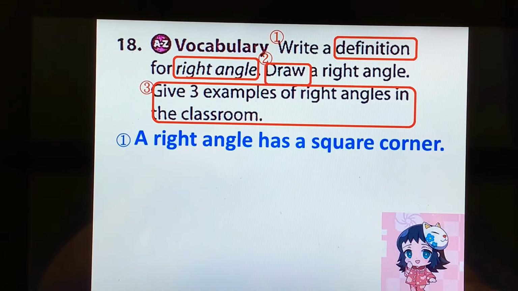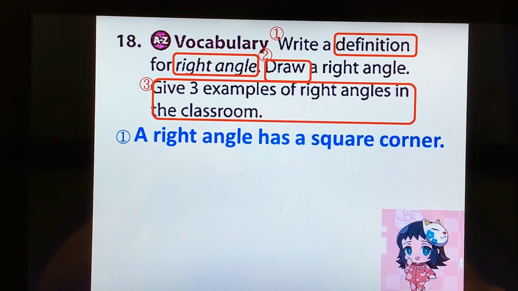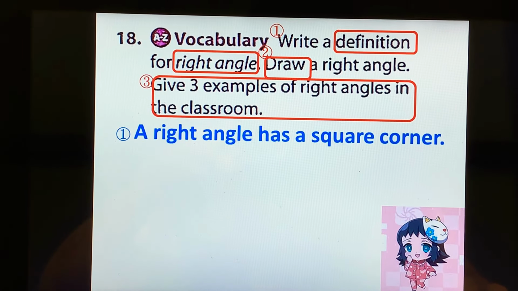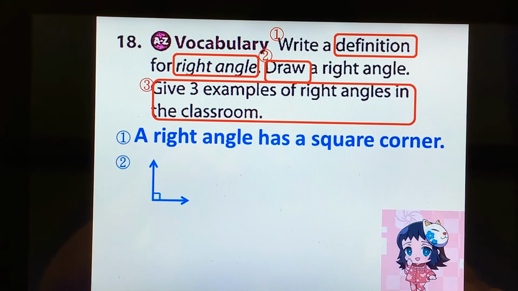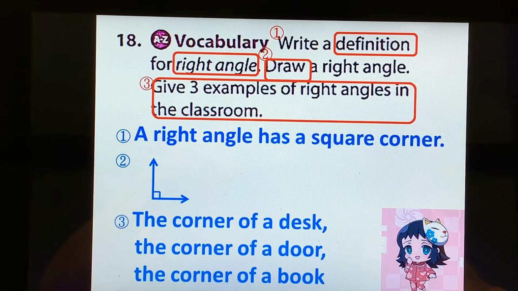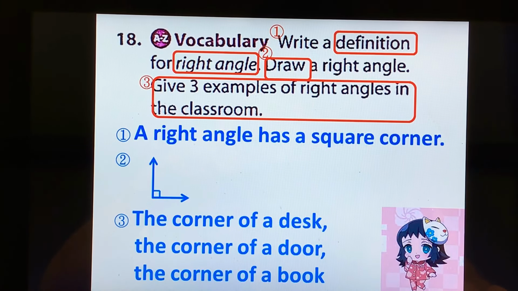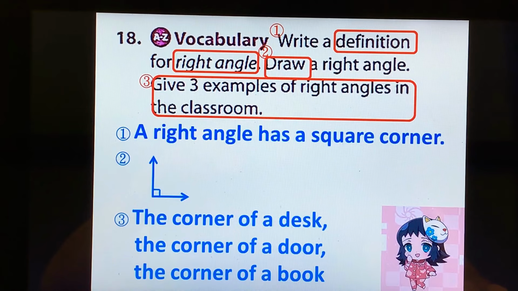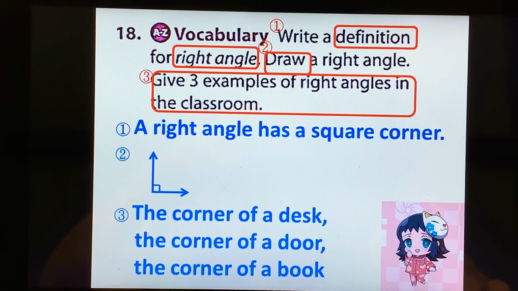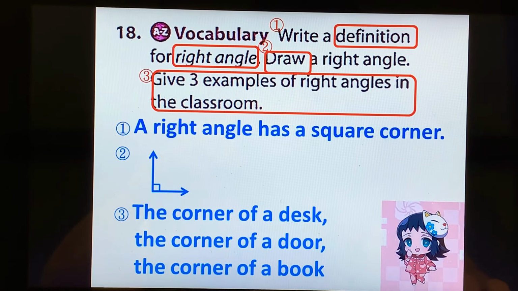First, the definition for right angle is: a right angle has a square corner. That's the definition. 2. Show your drawing. 3. Give 3 examples. I'm giving you the examples of my opinion. You can write your own examples. The corner of a desk, the corner of a door, the corner of a book, they are all examples of a right angle. You can write your own examples.